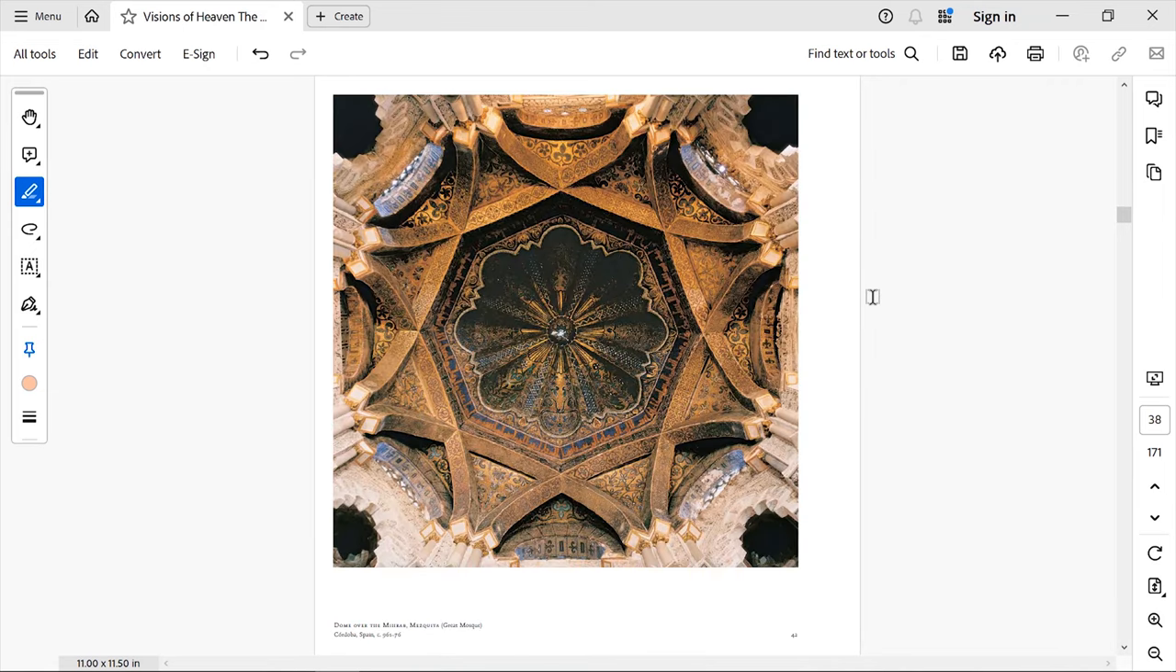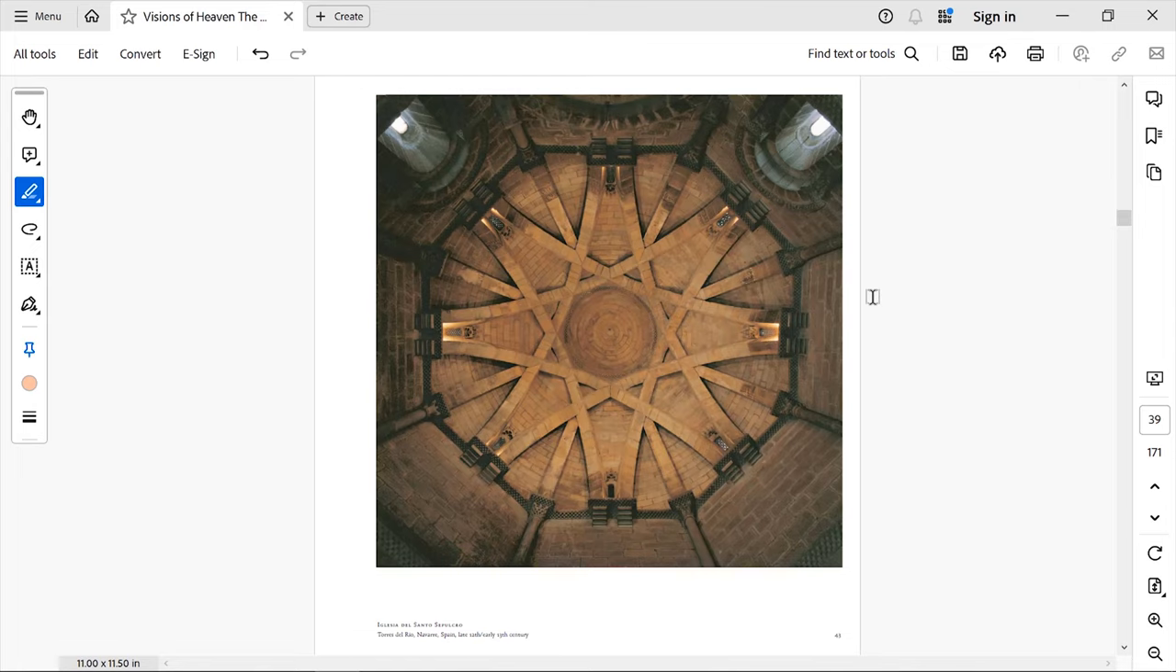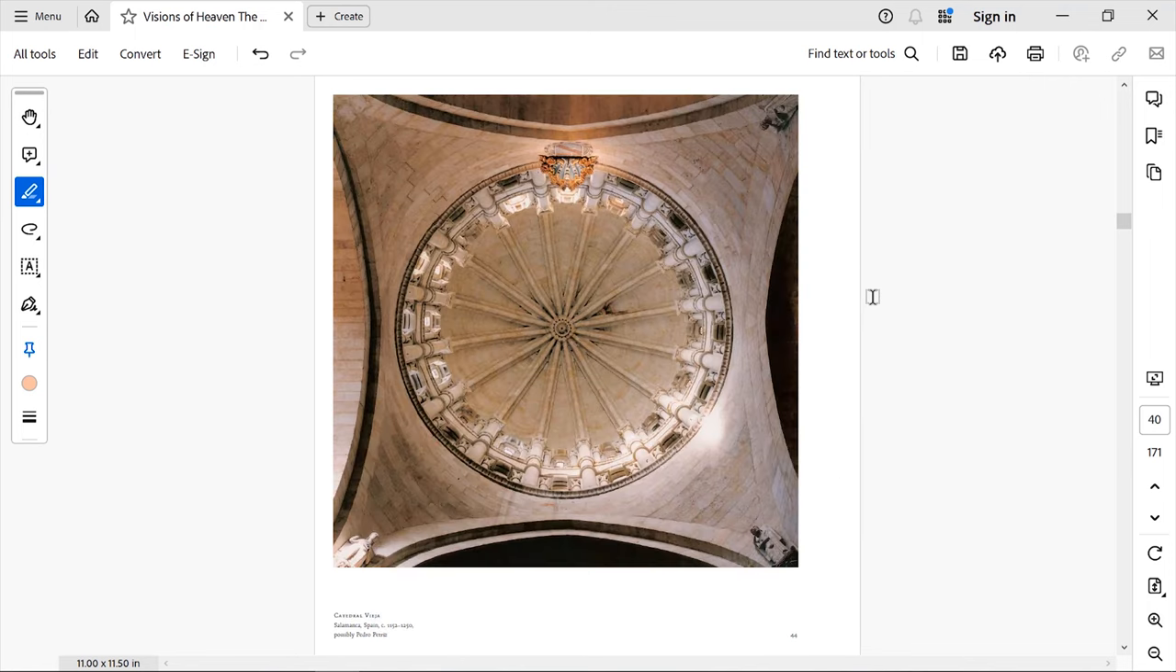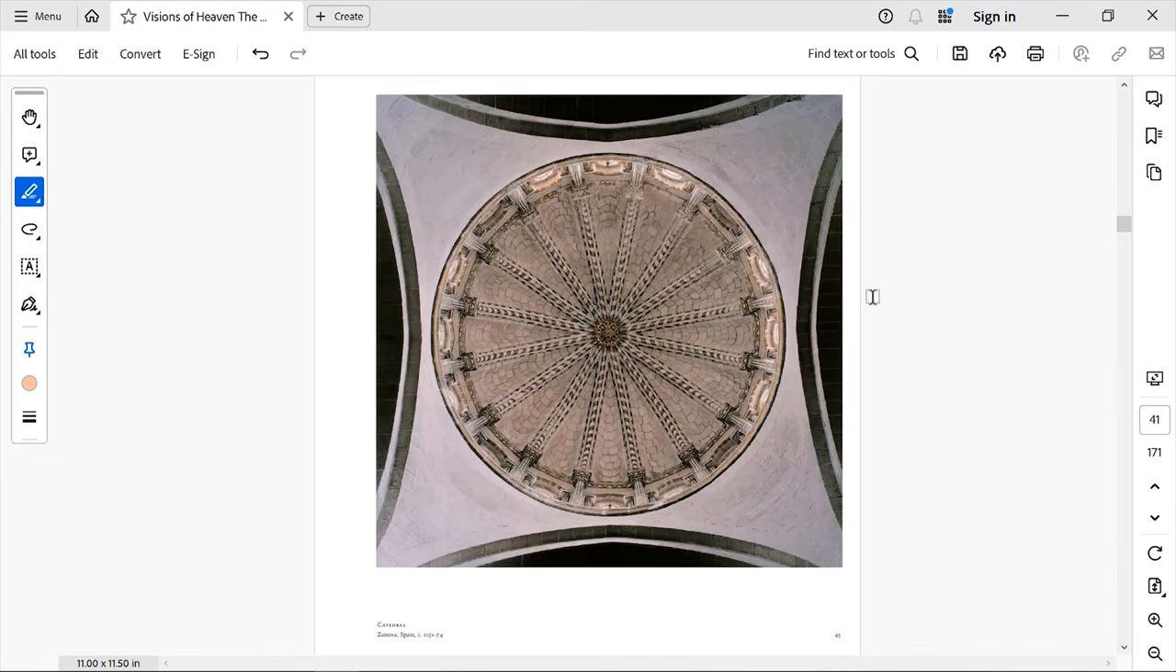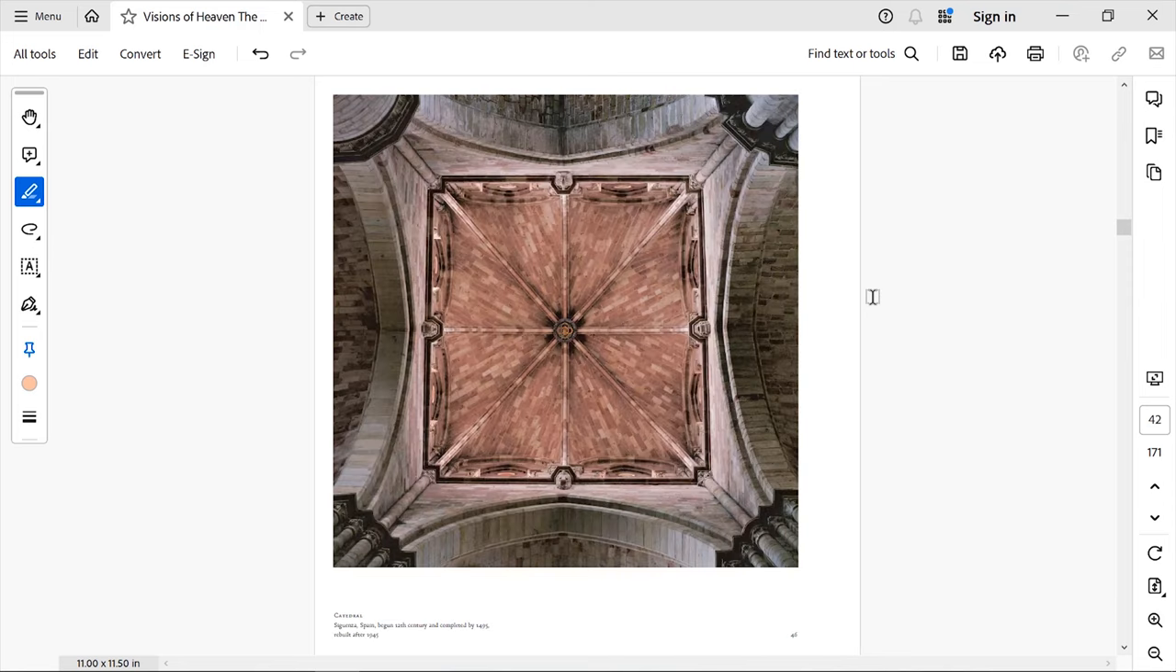Dome over Mihrab, Great Mosque in Spain. You know, Islamic architectural domes, especially in Andalus, were really, really something. I mean, they were beautiful. Iglesia del Santo Sepulcro in Spain. This one is also in Spain, Salamanca. I'm not sure where that is. Catedral Vieja. Cathedral in Zamora, Spain. So, like you see, it's a lot.